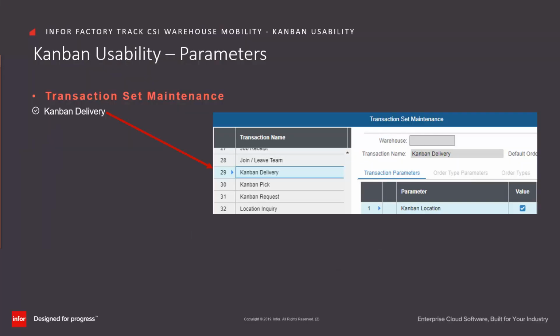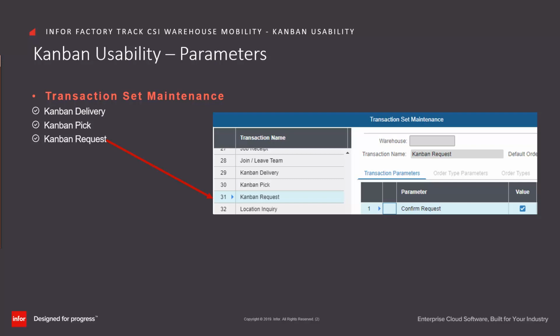Factory Track has several Kanban features with parameters to control the disabled and required fields and processing options that are permitted as part of the warehouse mobility Kanban process. These are defined at the transaction set parameters form for the Kanban delivery, Kanban pick, and Kanban request transactions.